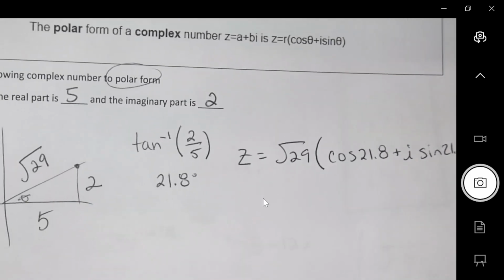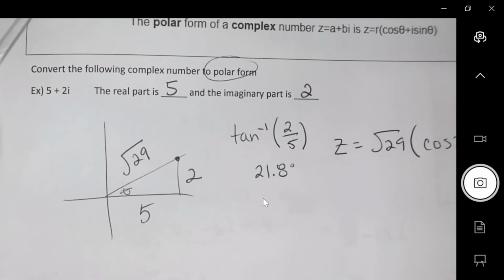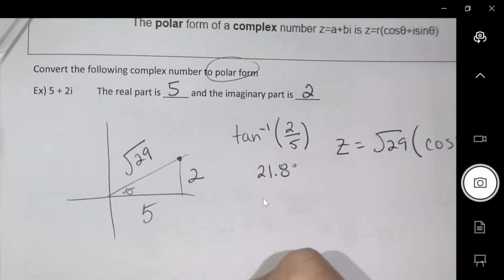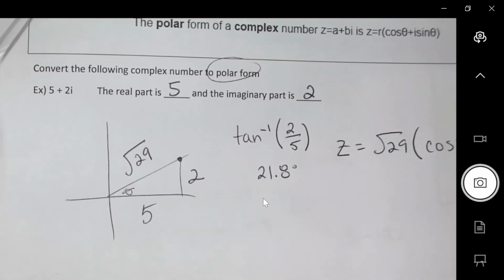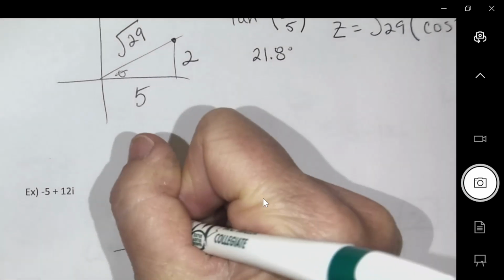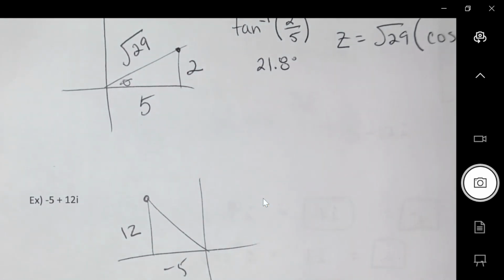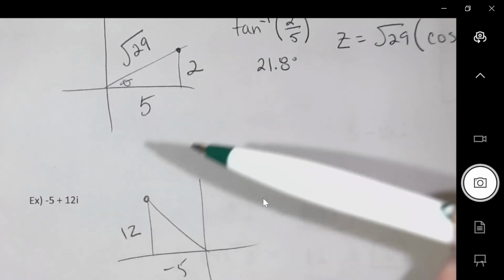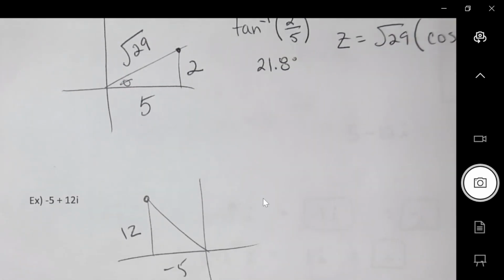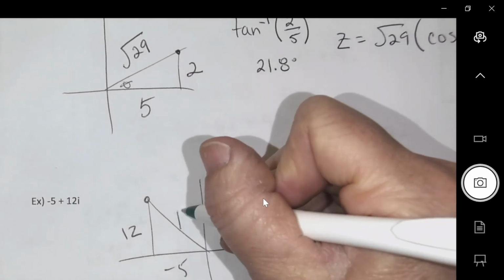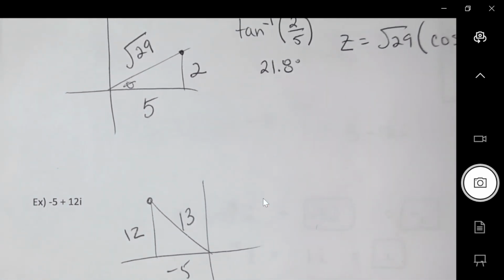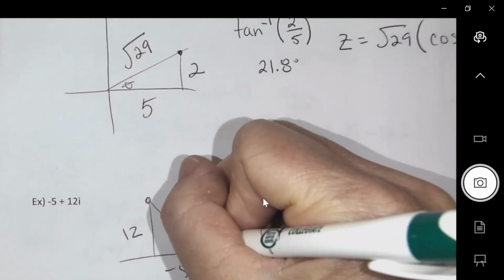Alright, so let's do one more of those. Okay, so negative 5 comma 12 would be your triangle. And a squared plus b squared equals c squared makes a nice one. I think that's my 5, 12, 13 triangle.